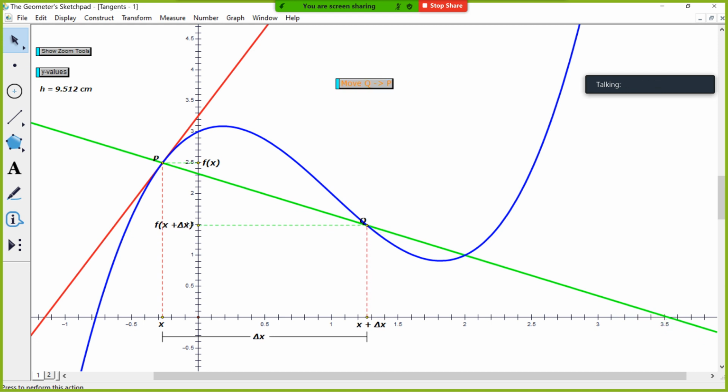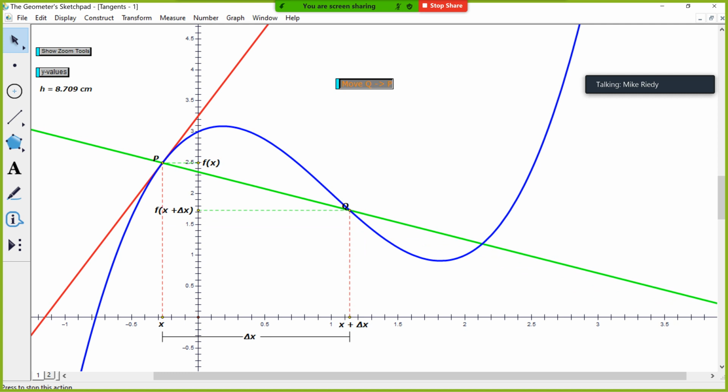Let's stop right there. What's going to happen eventually? We get really close to point P. How close? Exactly at point P? Okay, so what's going to happen when Q goes to P? It'll be equal. Good. What's going to happen to delta X when Q gets very close to P? Be 0. Excellent. What do we call that in calculus?